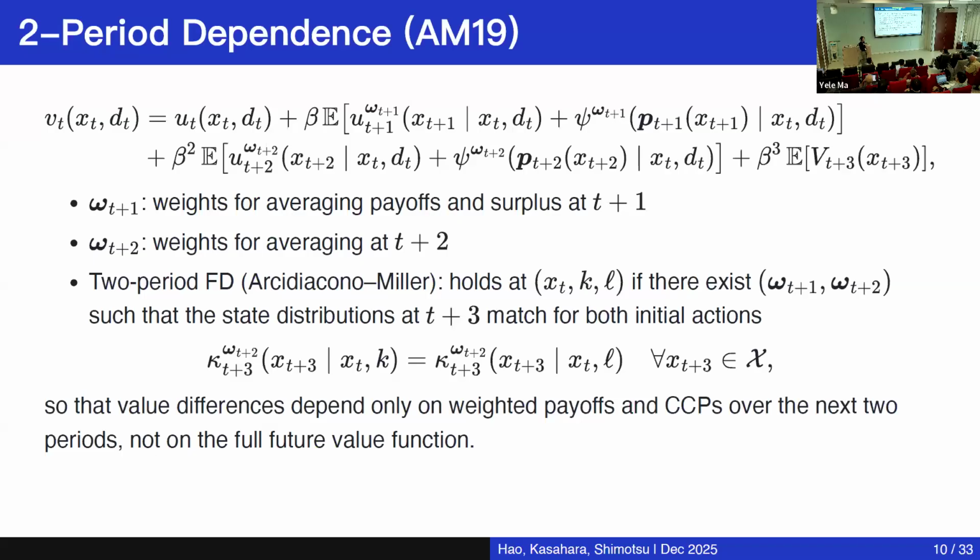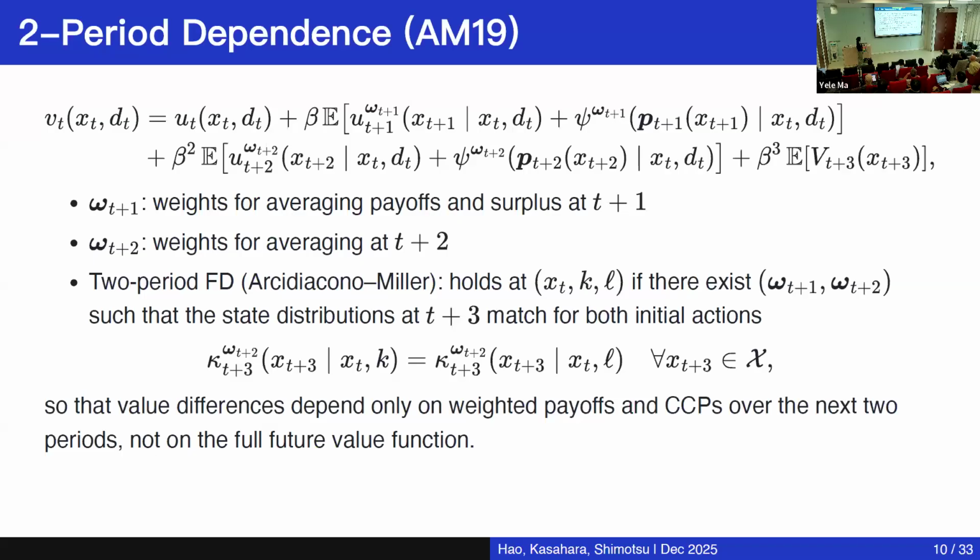They're just functions of the conditional choice probability plus the expectation of the T+3 value function. And the expectation is taken over this kappa term. So this kappa term is conditional on the current state and current decision. What is my future distribution of state if I follow this path of action?